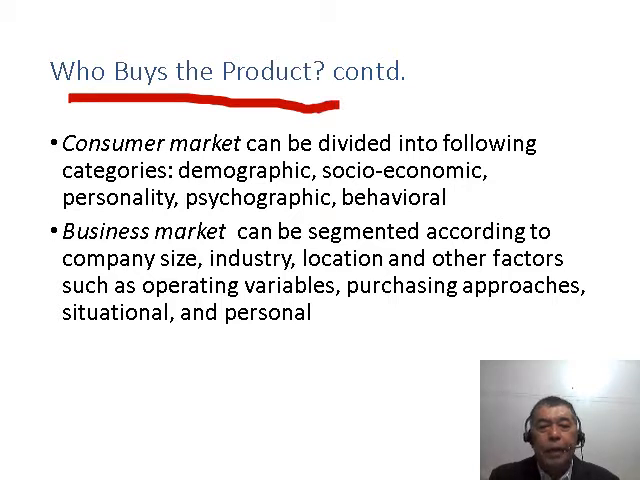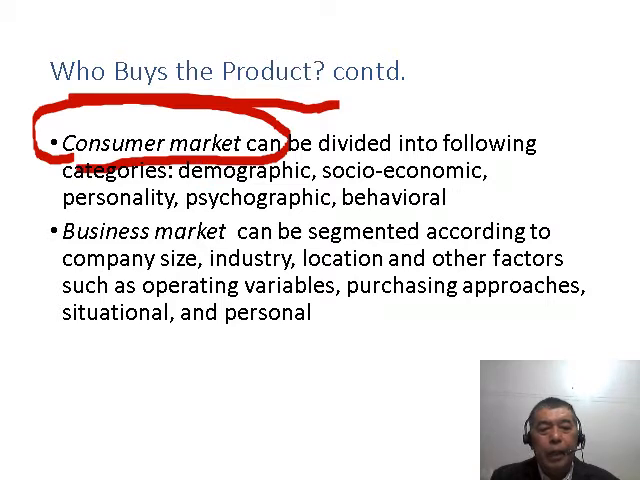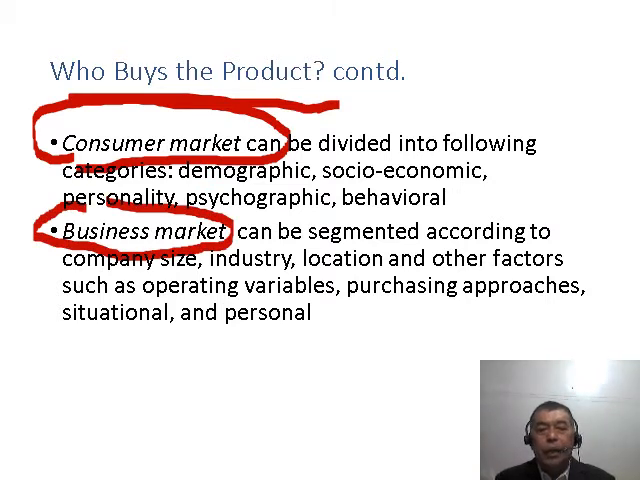Who buys the product? There is also a classification of a consumer market and a business market. A consumer market can be divided into following categories: the demographic, socioeconomic, personality, psychographic, behavioral. So the consumer market can be segmented to the different demographic, geographic, and psychographic. So you might categorize each of the segment that you will know on this kind of category.